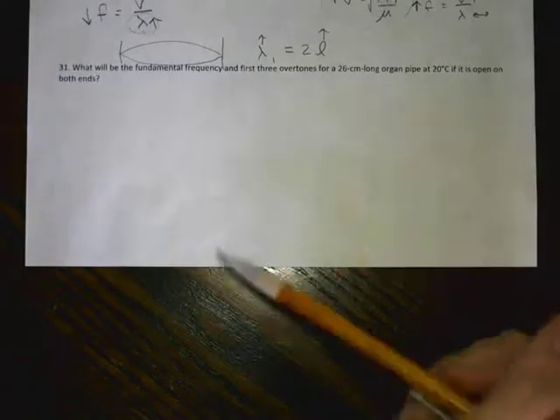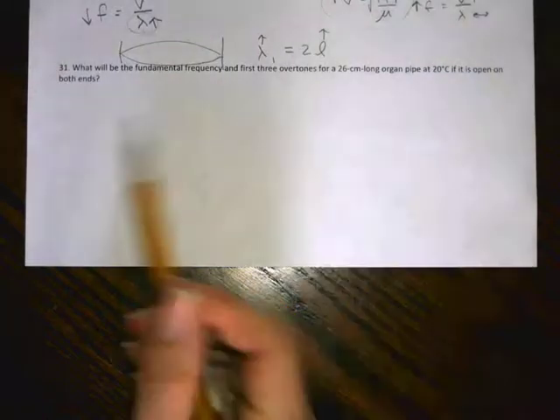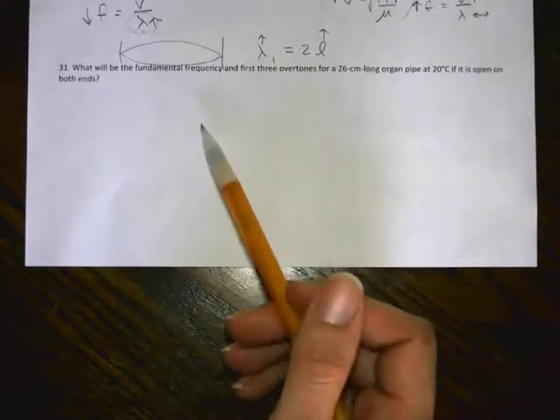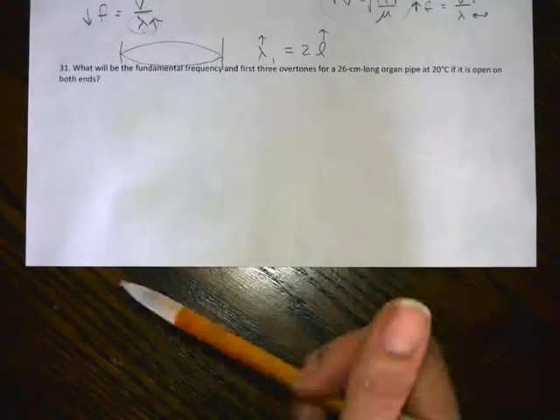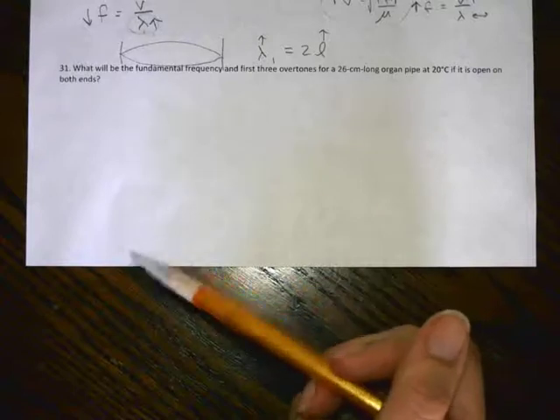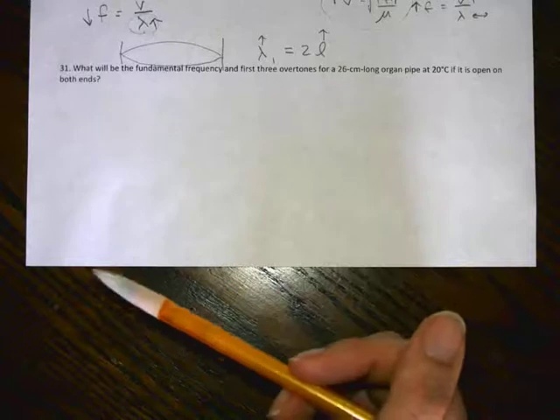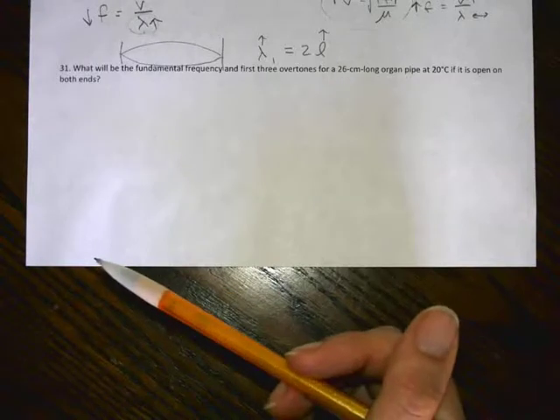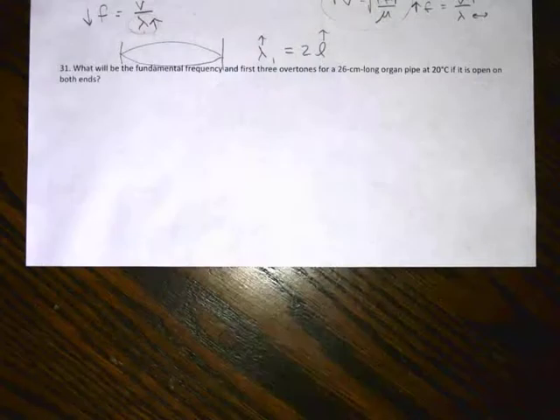Right, next up is another thing about fundamental frequencies that are resonant in musical instruments. So now instead of a string, we have an organ pipe that's open on both ends, and it's 26 centimeters long. We are trying to figure out the fundamental frequency and then the first three overtones.